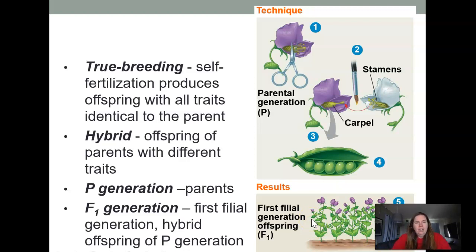On the other hand, a hybrid would be when we have cross-pollination or cross-fertilization occur, where we have an offspring of two different parents that have different traits. So we'd call that plant a hybrid plant.